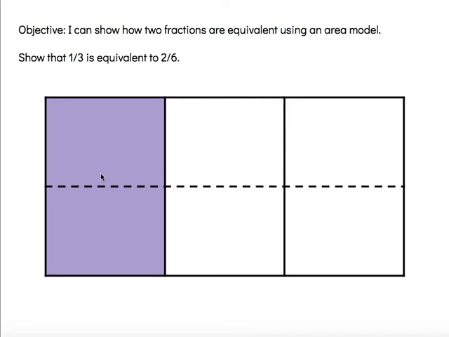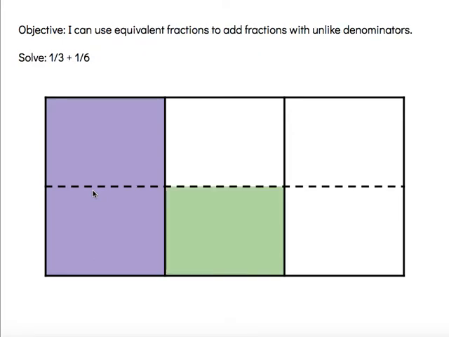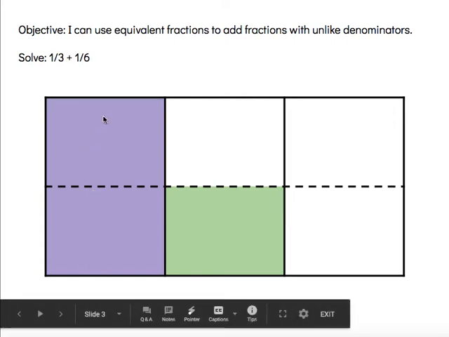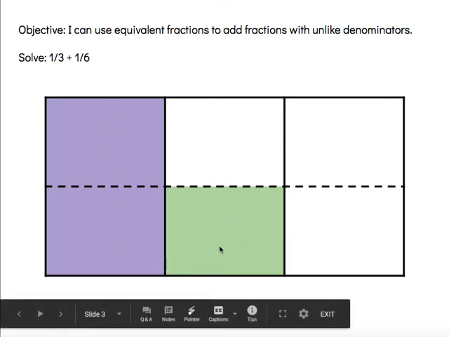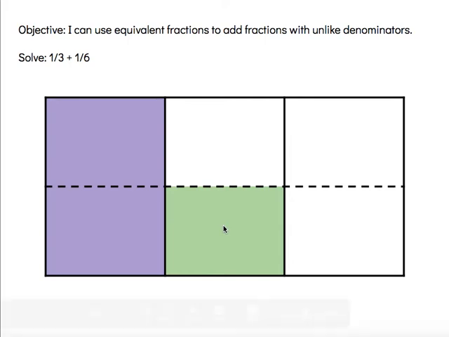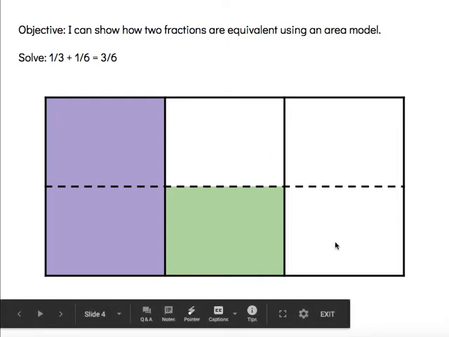They take up the exact same amount of space in my area model, but you can see that I changed the size of the pieces inside of the area model, inside of the whole. Now that I've done that, I can add something like 1/3 and 1/6 together. So 1/3 is still that 1/3 of that original section that we had, that purple section. And then 1/6 would just be one of these smaller sectors inside. So you can see that when I do that, I get 3/6. 1, 2, 3 out of 1, 2, 3, 4, 5, 6 that are shaded.